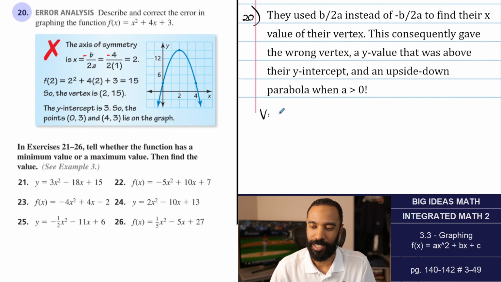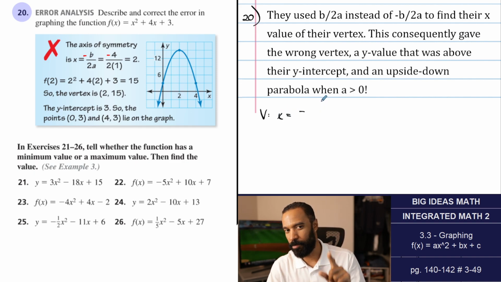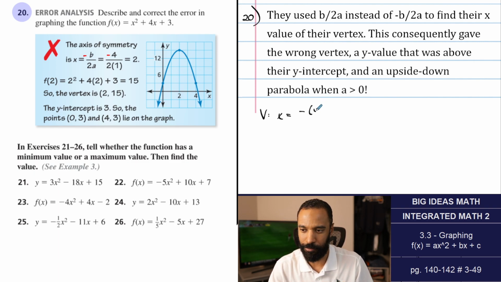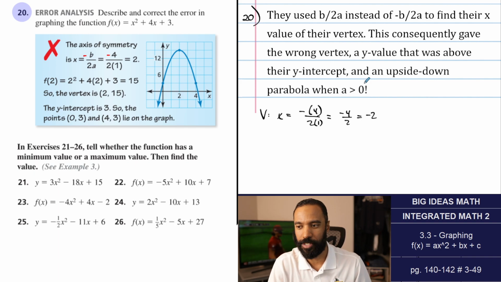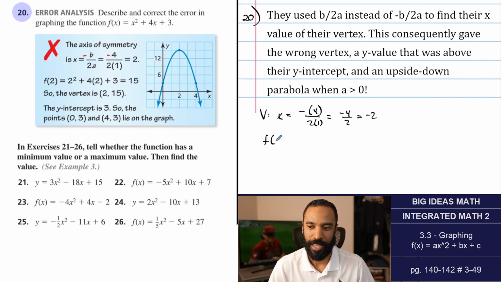The vertex. The x is negative b over 2a. So look at the problem. The b is 4. So negative 4 over 2 times 1. The a value there is 1, right? Negative 4 over 2 is negative 2. So now the x value is negative 2 for the vertex, but the y value, more importantly, is going to also change.